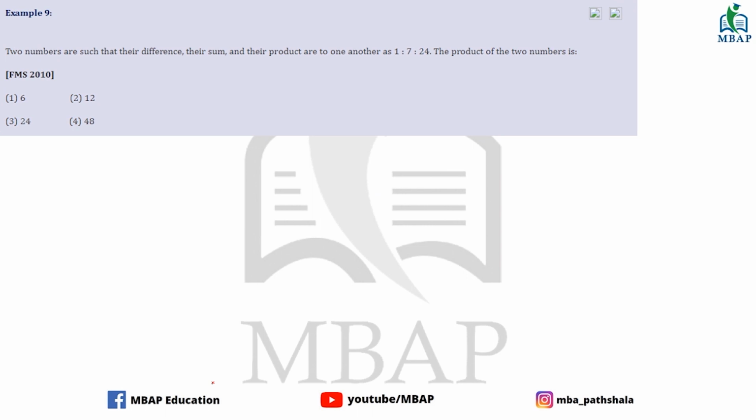Okay, another past exam question which appeared in FMS 2010. So here the question is saying that there are two numbers such that their difference, their sum and their product have a ratio of 1:7:24. So for difference, sum and product, let's take their actual values as x, 7x and 24x. Fine, and let's say that the two numbers having these characteristics are a and b.